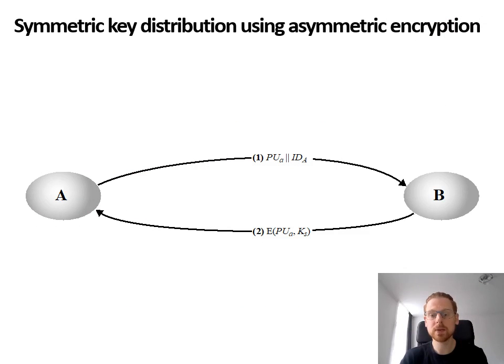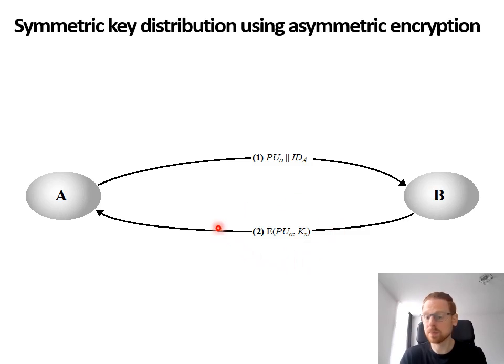One of the first and most simple approaches to symmetric key distribution using asymmetric encryption was put forward by Ralph Merkle, an American computer scientist and also one of the inventors of the Merkle-Damgard family of cryptographic hash functions. And the scheme is very simple. Two hosts want to exchange a symmetric key, in this case host A and B. Host A sends its public key together with an identifier to host B, and host B responds with an encrypted message, encrypted using the public key of A and some session key.